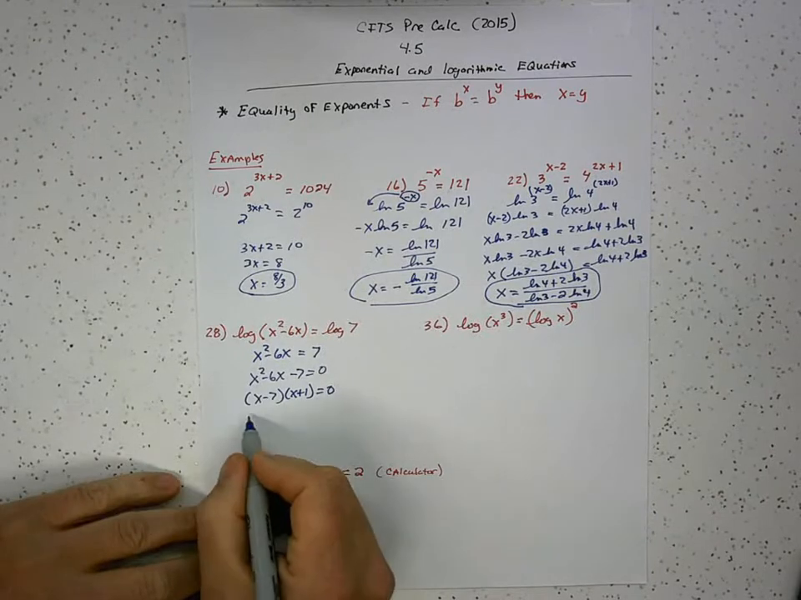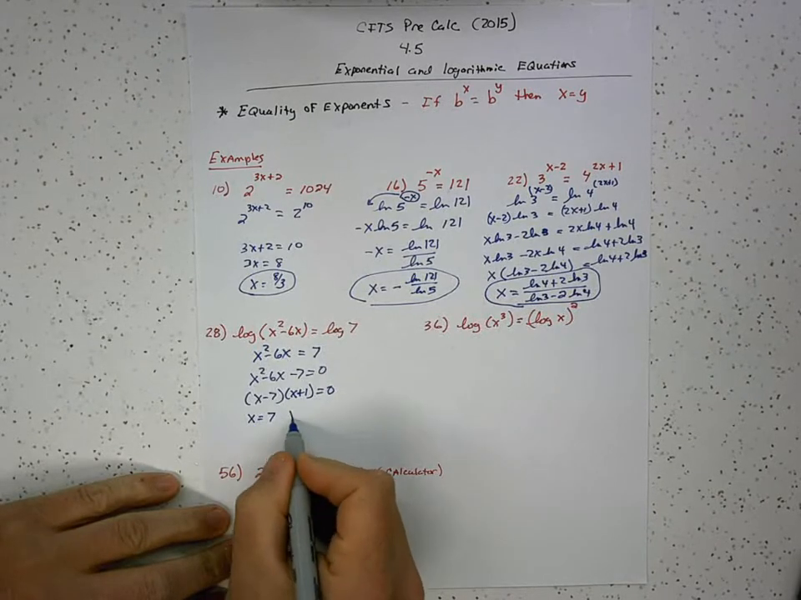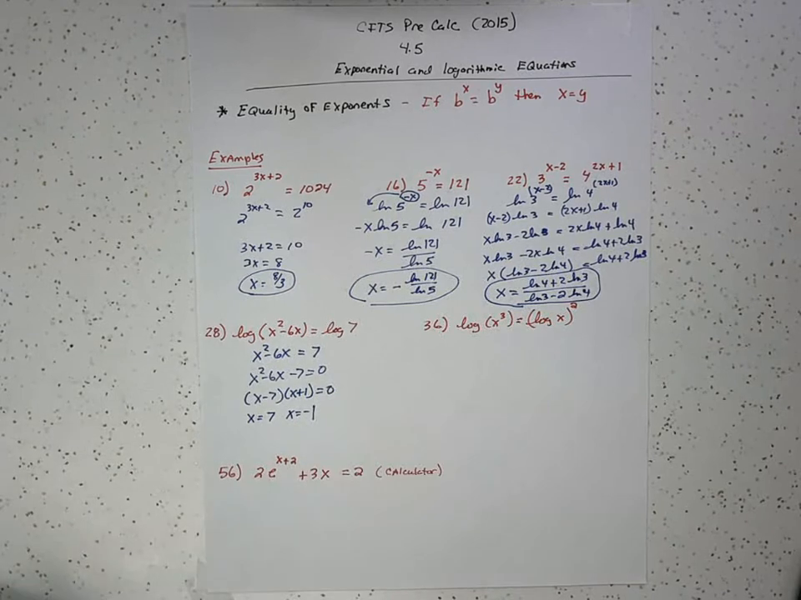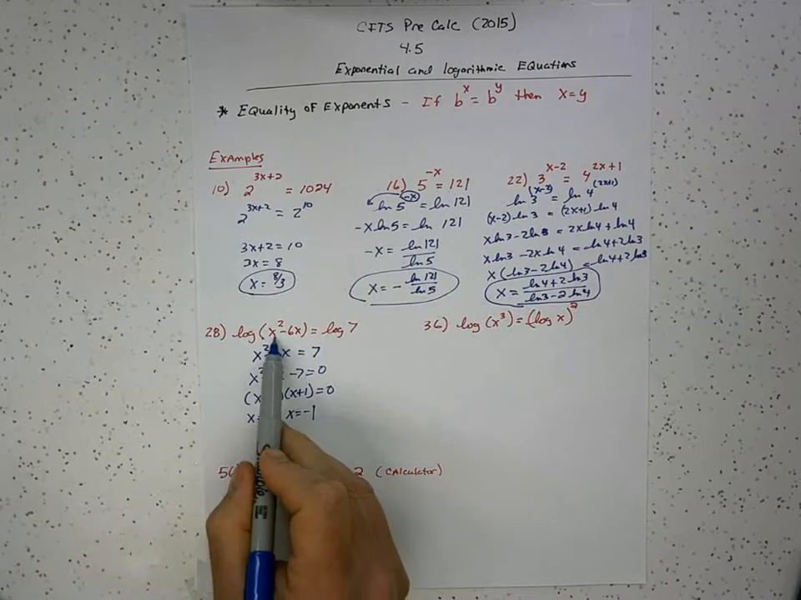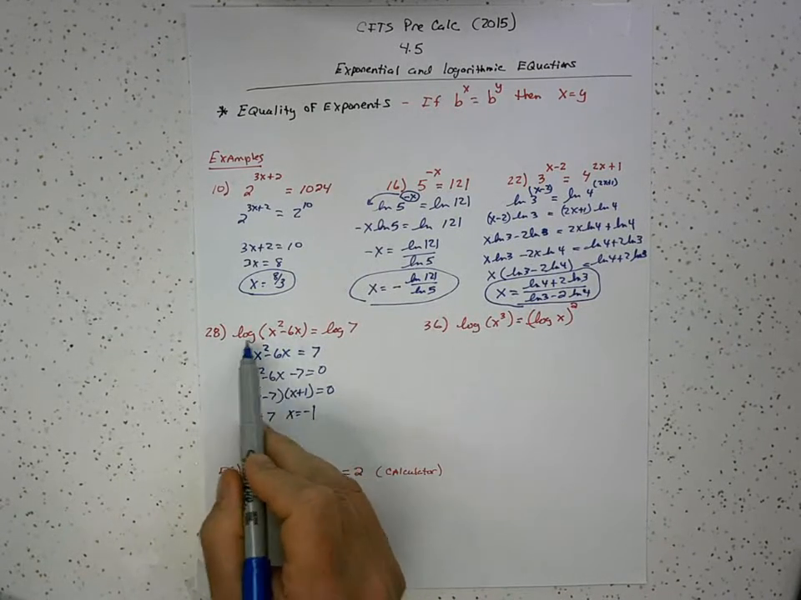I factor it, and I find the values of x that work. Now, always important, plug them in and check them. So I plug 7 in, I get 49 minus 42, which is a log of 7.